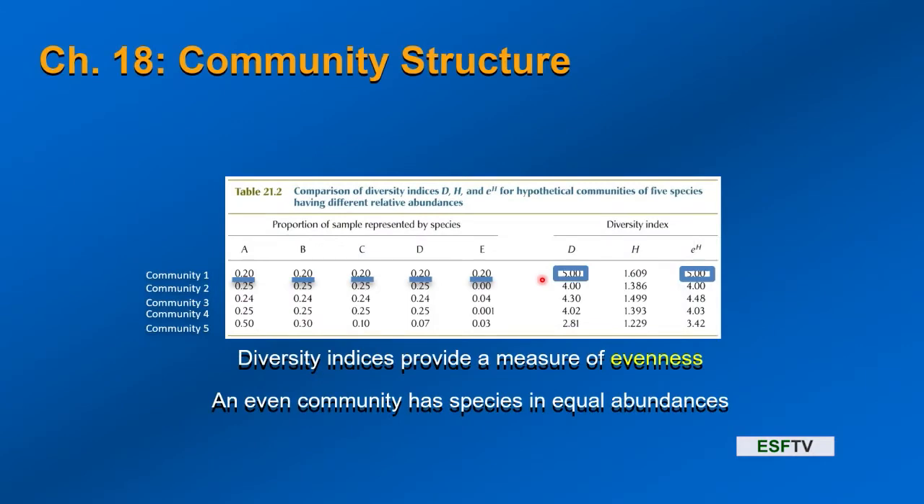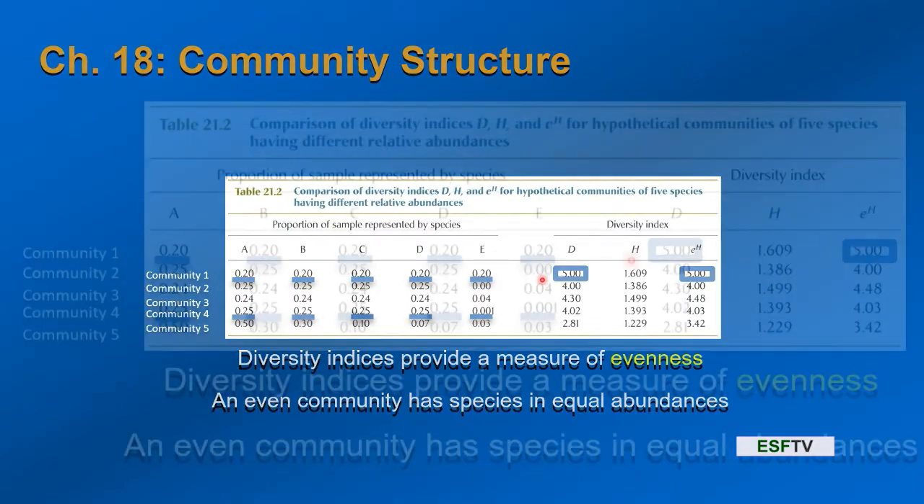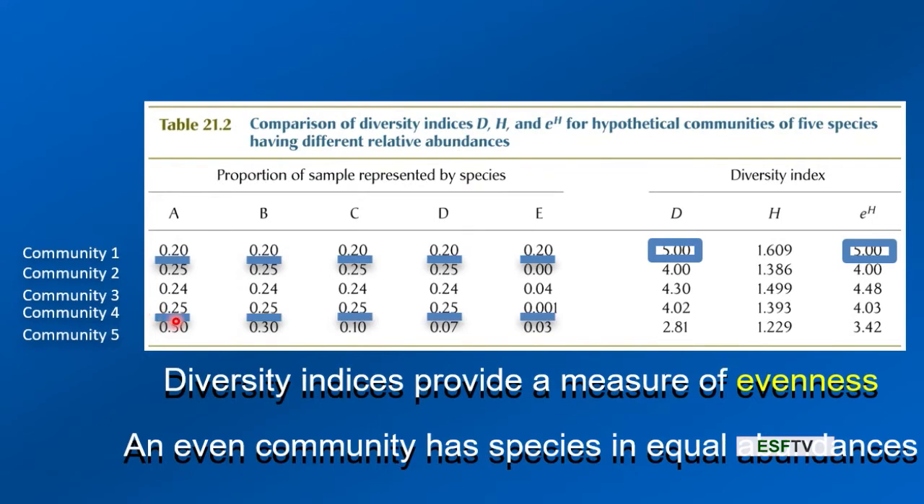Now let's drop down to community 4. Now you see that species A makes up 25%, B 25%, C 25%, D 25%. Well, that's 100% of the community, but we do occasionally see an E species, so we add that in also. This is no longer a very even distribution. Actually, it kind of is. The first 4 are very even. The last one, not so much. So our indices of diversity show that. Even though the species richness is 5, we've dropped down to 4.